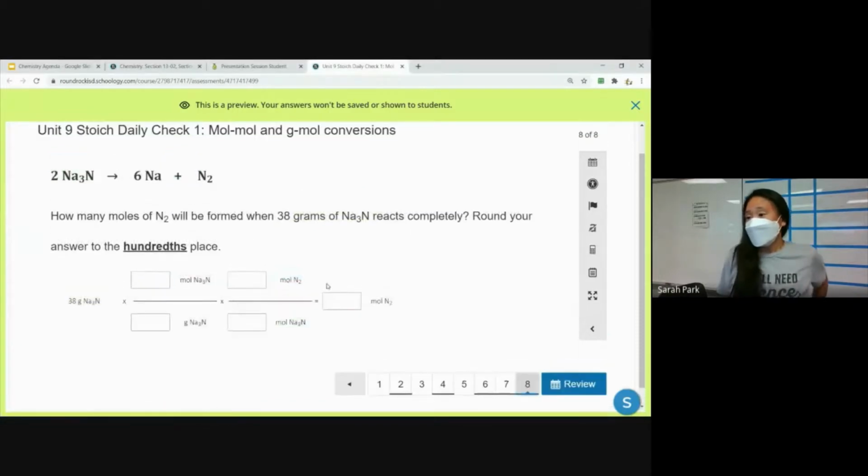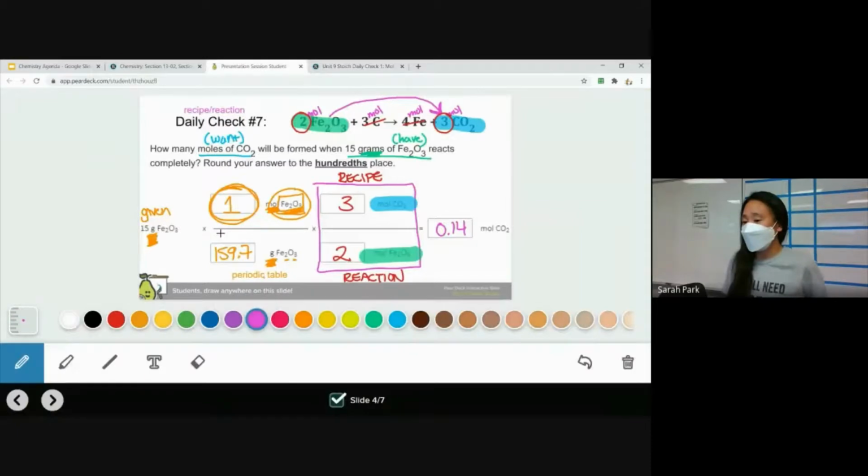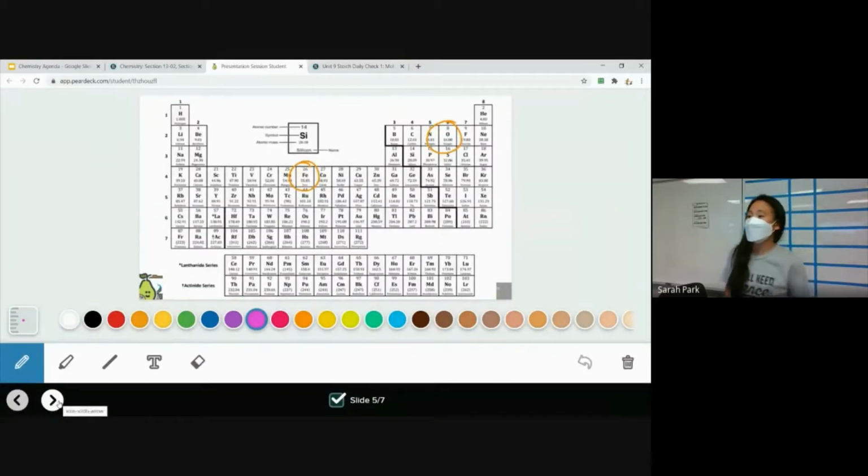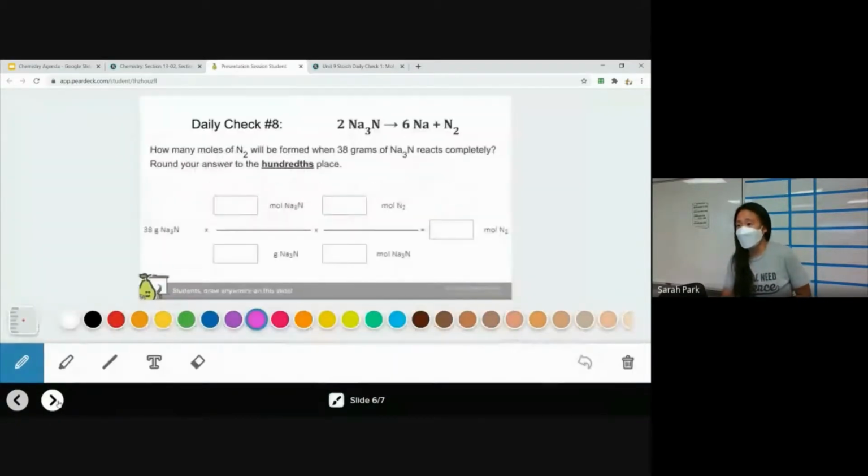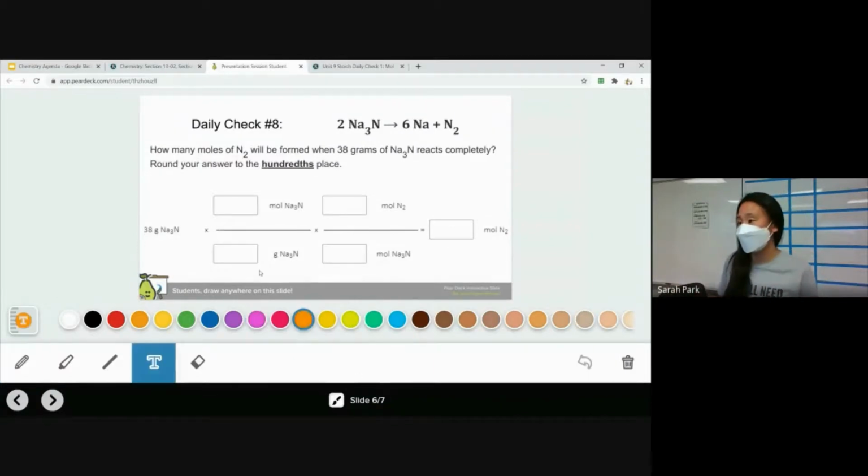All right. For those of you who are confident, you can go ahead of me. For those of you who want to follow along with me, we're going to jump to number 8. This is slide number 6, by the way, if you're on my Pear Deck. This one has a completely different recipe, completely different reaction. So the recipe and reaction are here. Okay, I like to make some notes to self.